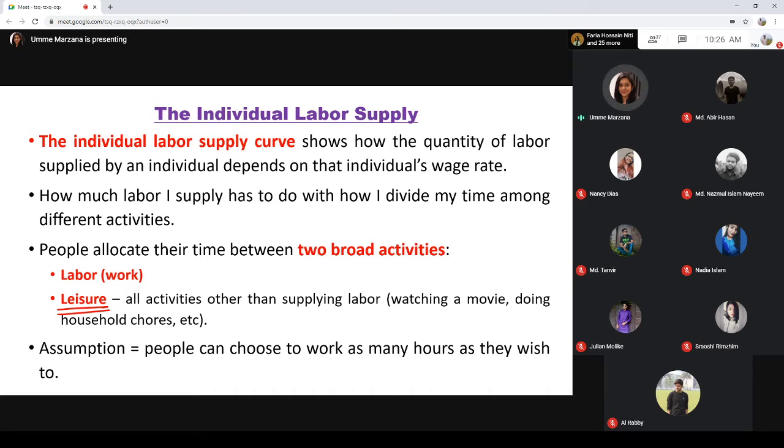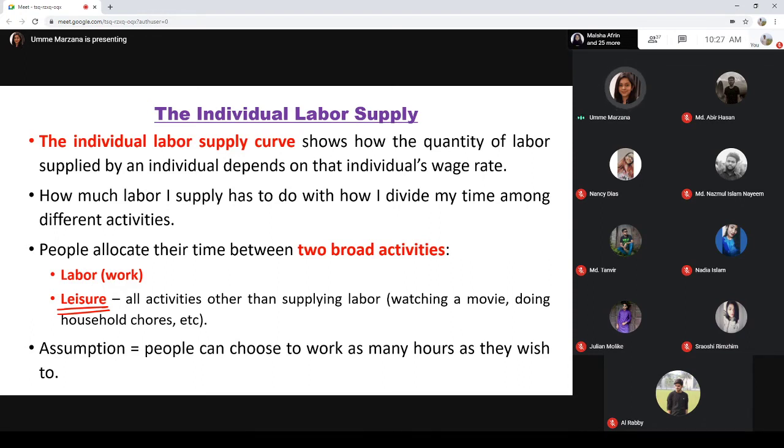So amader je 24 hours in a day thake, we can divide it into two broad activities. One is supplying labor in the workplace, supplying labor in the labor market, that is actually working in order to receive a wage. And the other is doing other activities, like leisure activities. Ete ki shobai bujhte parche? Yes, ma'am. Okay.